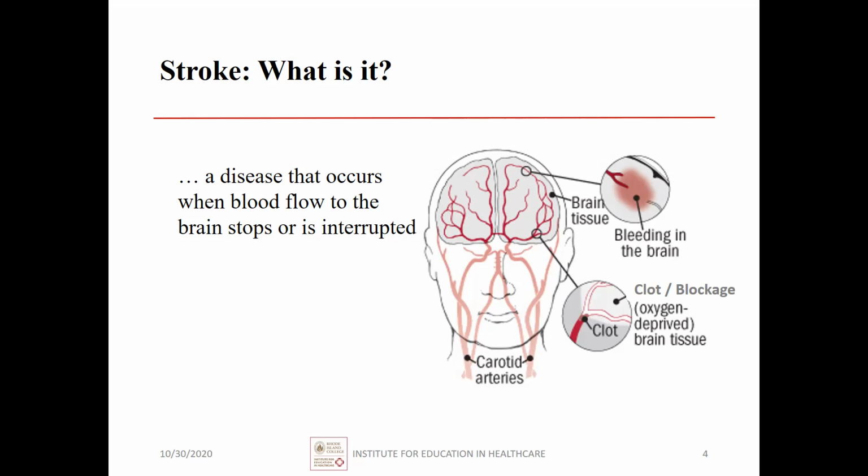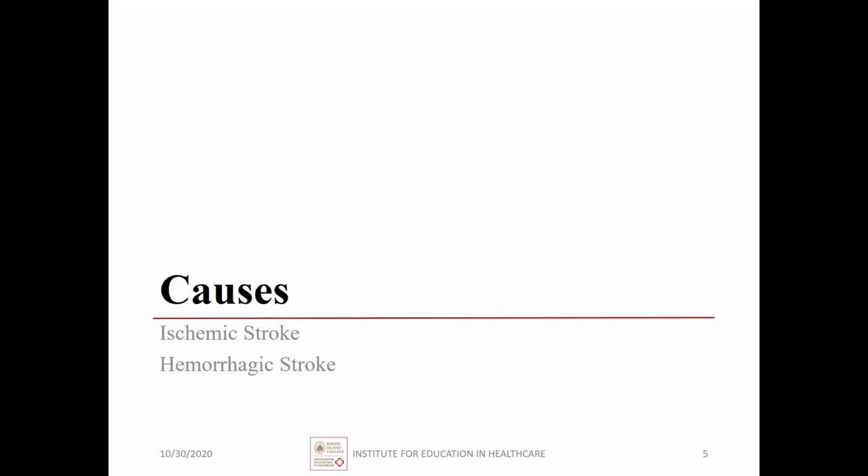Stroke is the second leading cause of death worldwide and the leading cause of acquired disability in adults in most regions. Let's explore these two causes of stroke in more detail. So the two types of stroke, or the two causes of stroke, are ischemic and hemorrhagic stroke.